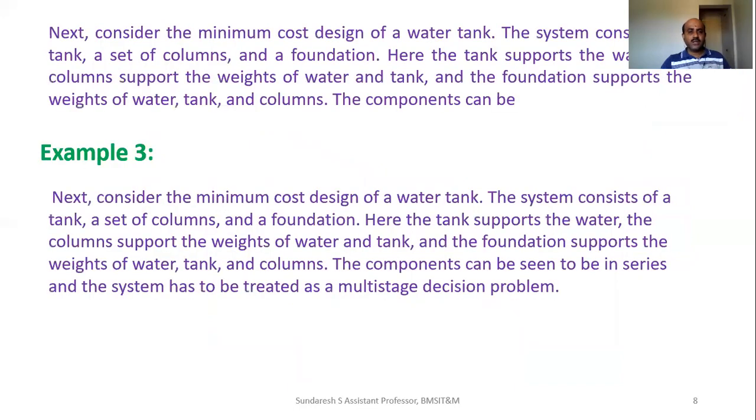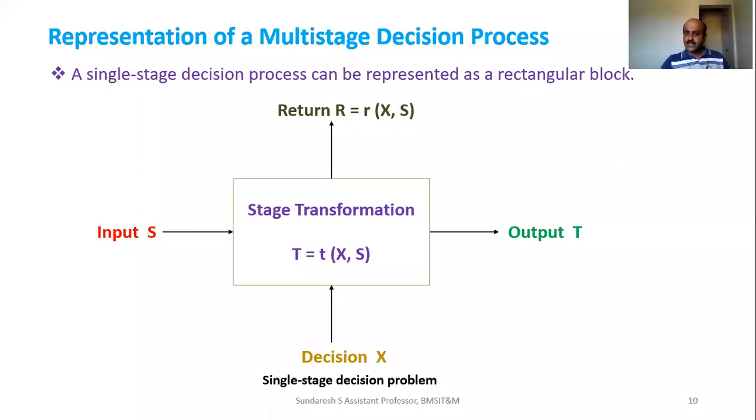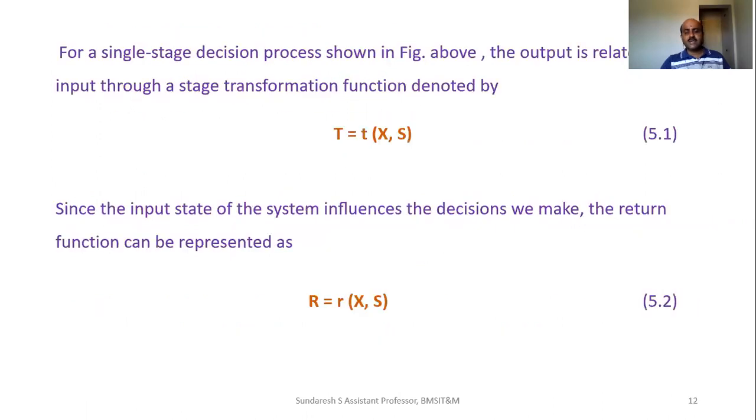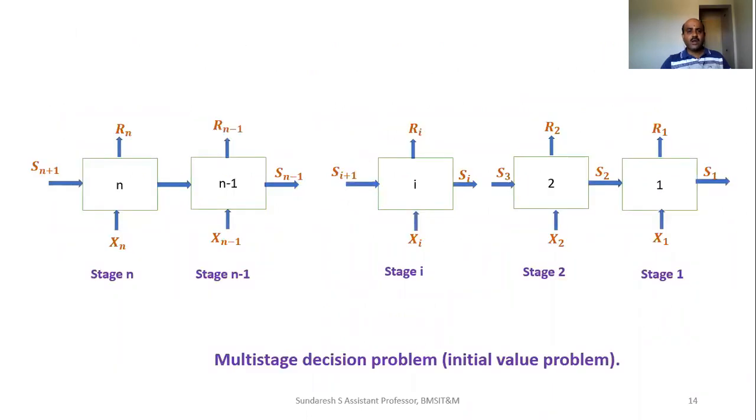Okay, and also I think we discussed the representation of a multi-stage decision process, writing the single-stage decision process in the form of a rectangular block, with the different parameters: input parameters s, decision variables x, certain output parameters t, and also the return or objective function r. So this is what we were discussing in yesterday's class, and I think at the end I stopped at the point of the multi-stage decision process.